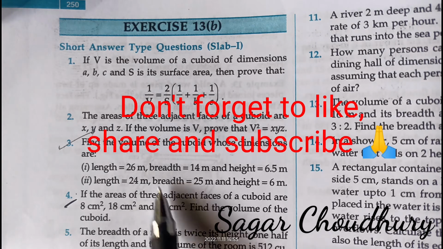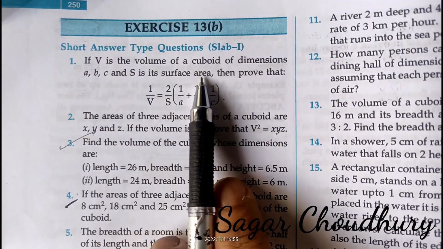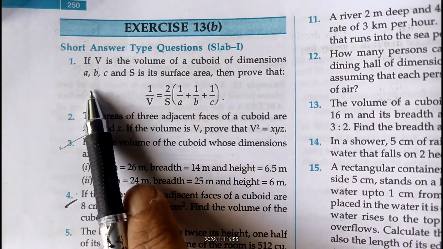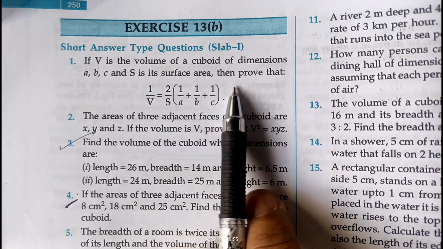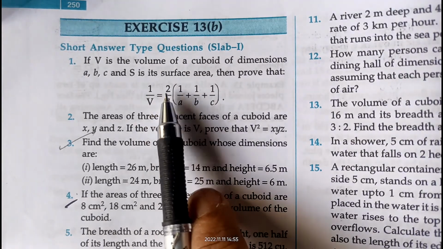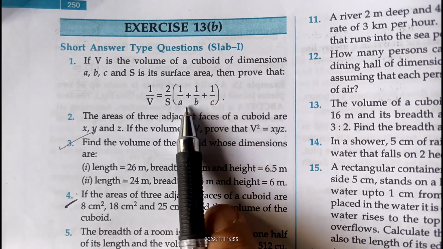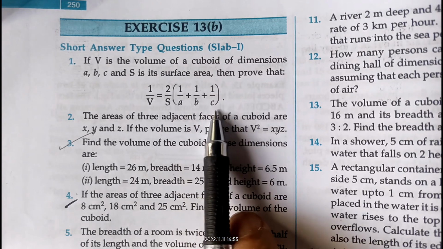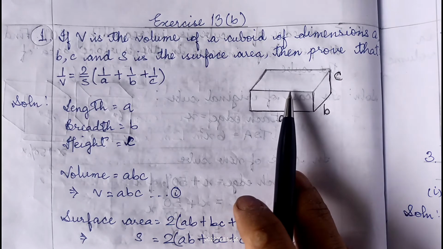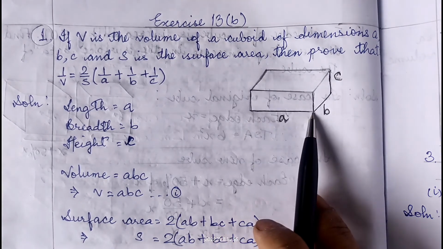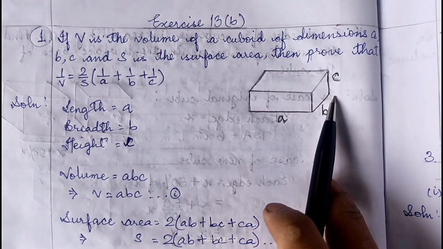Here question number 1 is, if V is the volume of a cuboid of dimensions A, B, C and S is its surface area, then prove that 1/V = 2/S (1/A + 1/B + 1/C). Here we can consider, suppose this is the cuboid, here length is A, breadth is B and height is C.